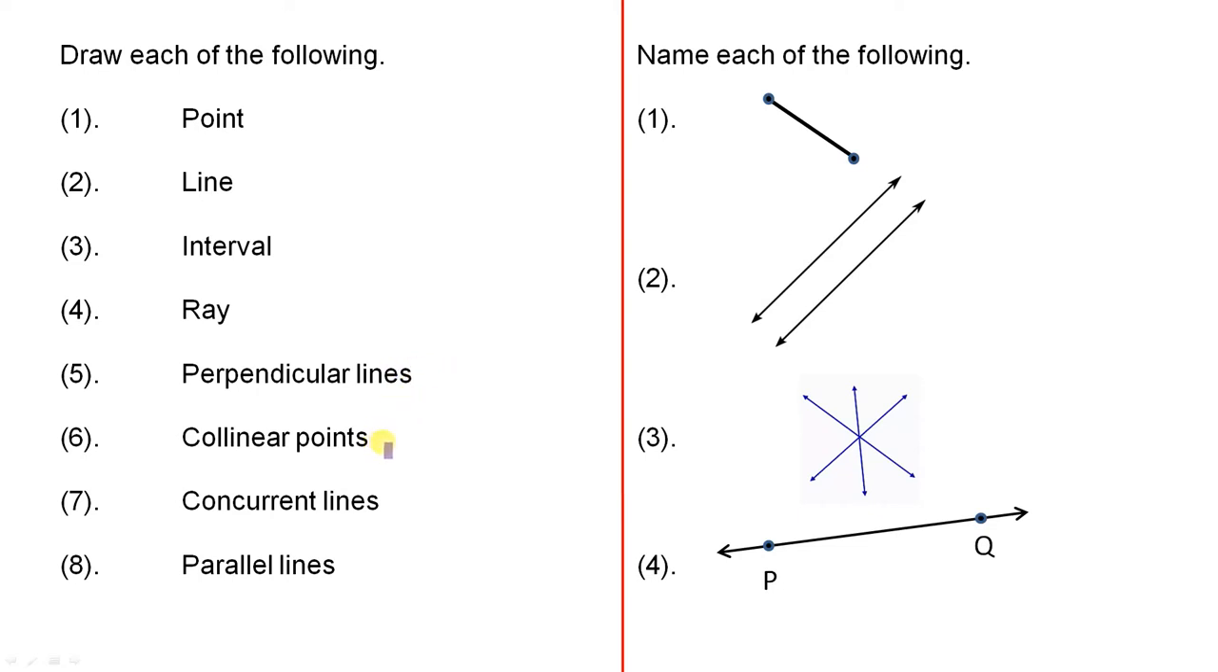Collinear points. What does that mean? A diagram will illustrate if you know exactly what collinear points are. Concurrent lines. Draw a diagram to show some concurrent lines. And parallel lines. Okay. Now, over here we're going to name each of the following.